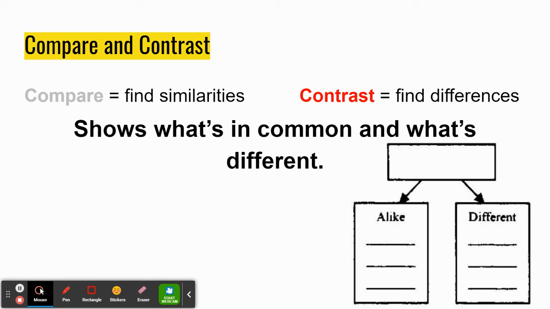We'd put whatever the topics are. Maybe it's apples and oranges. How are they alike? How are they different?